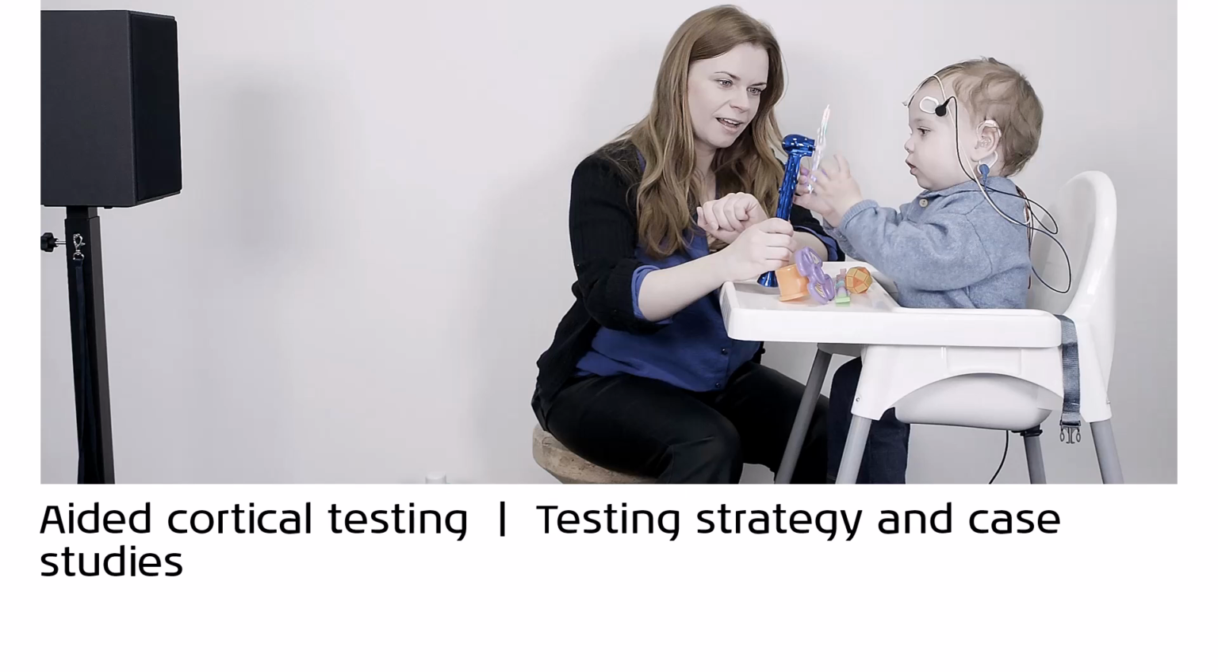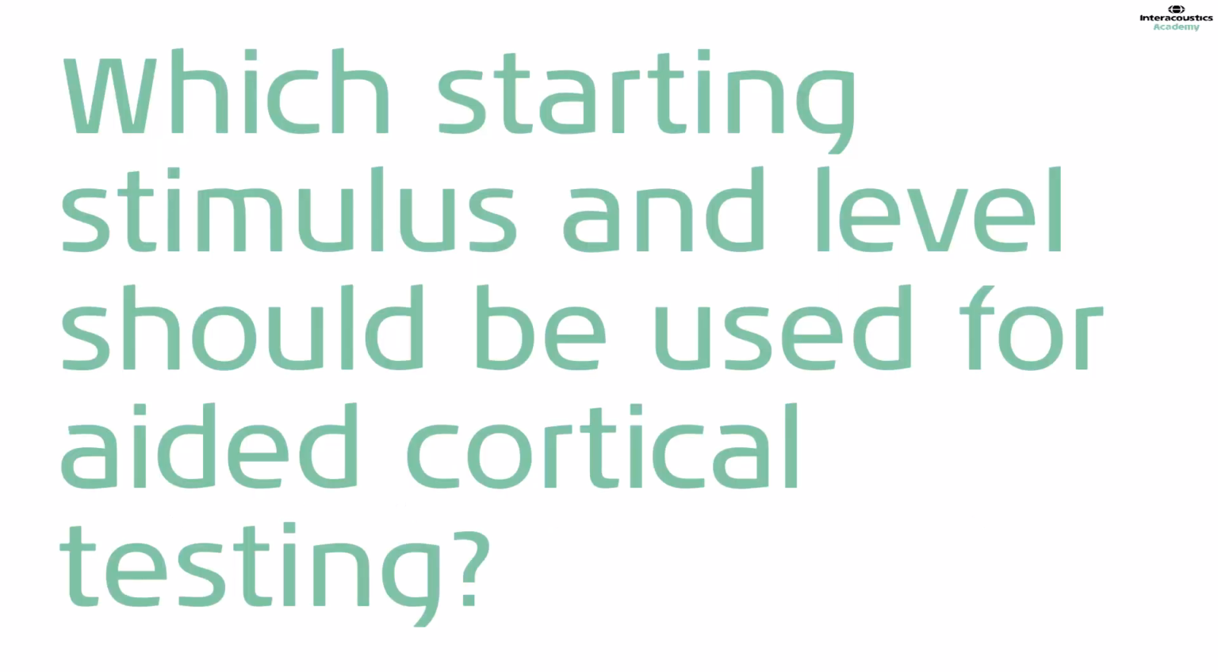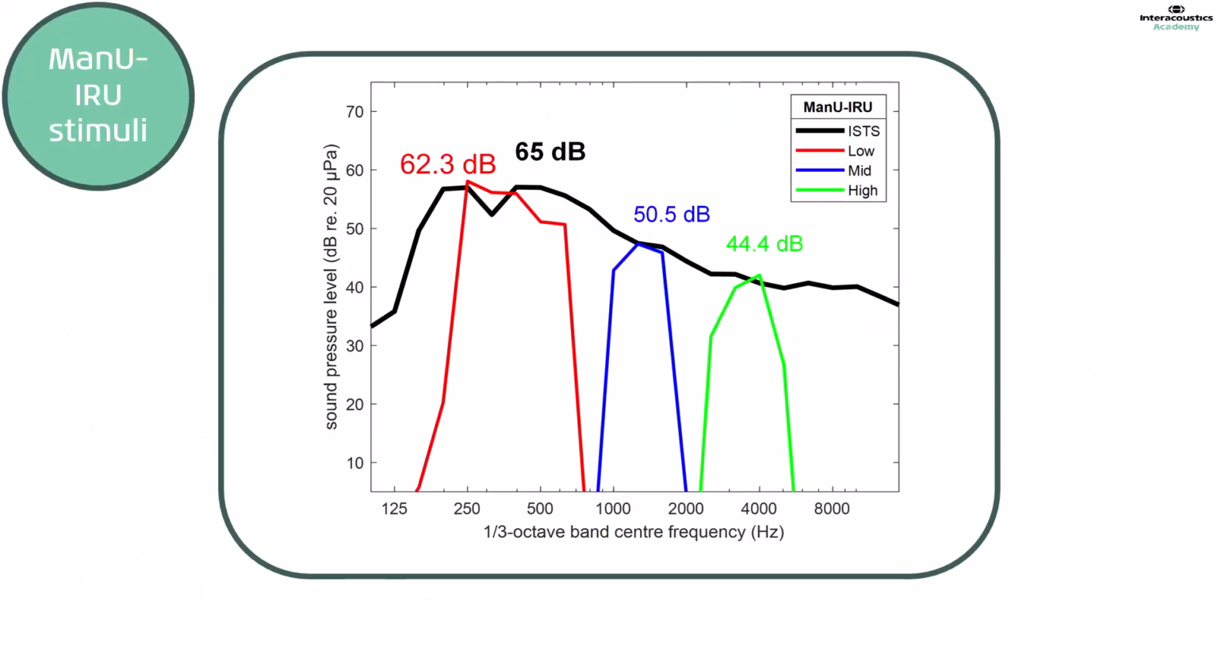When performing the aided cortical test, it is important to adopt a testing strategy that is appropriate and suitable for each individual patient. The first consideration should be around which starting stimulus and which intensity level should be used for the test. The results of this first initial test can then be used to inform subsequent testing as the assessment progresses. Let us refer back to the Manu-Iru stimuli set.